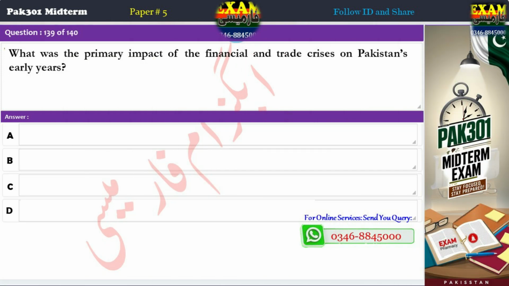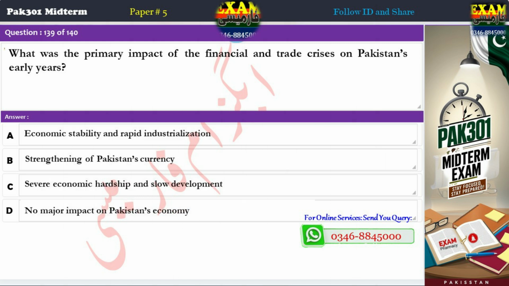Question 139. What was the primary impact of the financial and trade crises on Pakistan's early years? A. Economic stability and rapid industrialization. B. Strengthening of Pakistan's currency. C. Severe economic hardship and slow development. D. No major impact on Pakistan's economy.